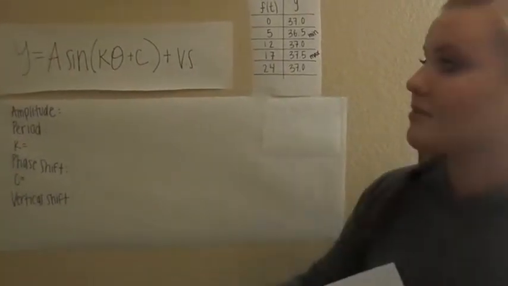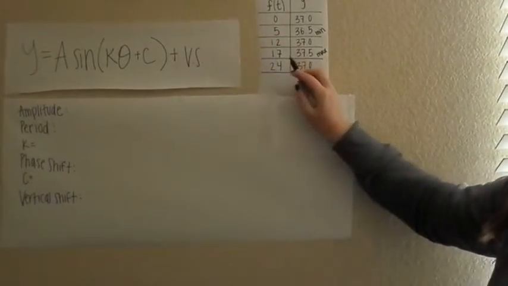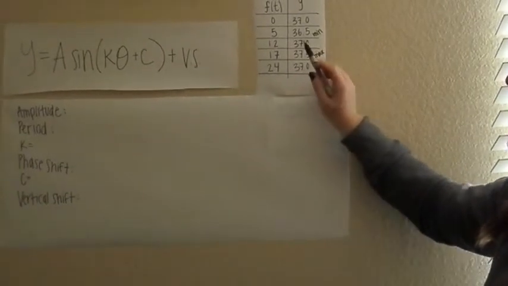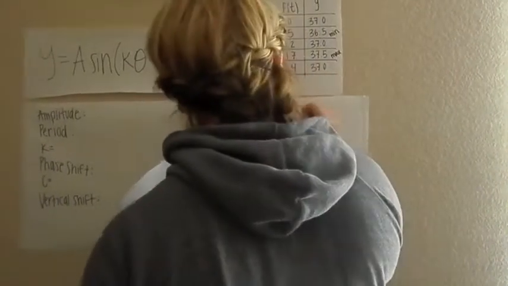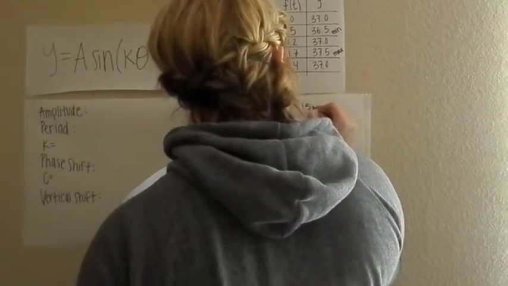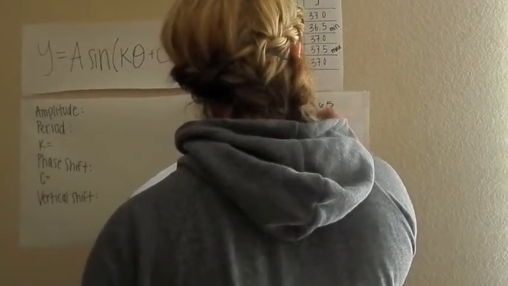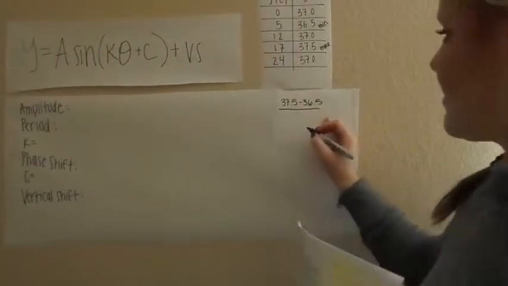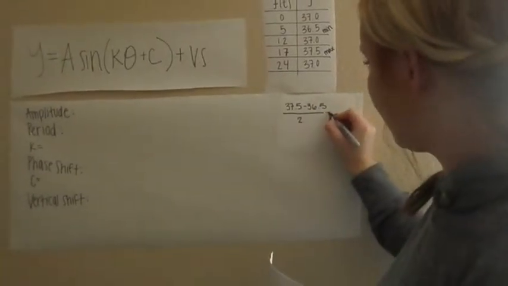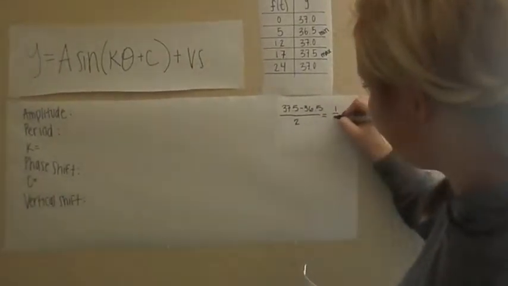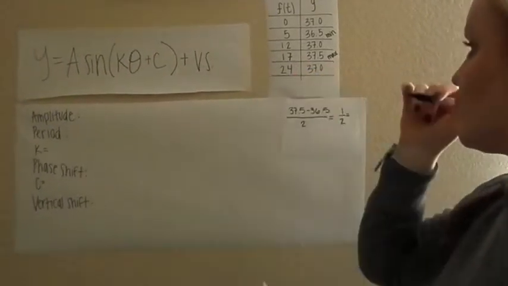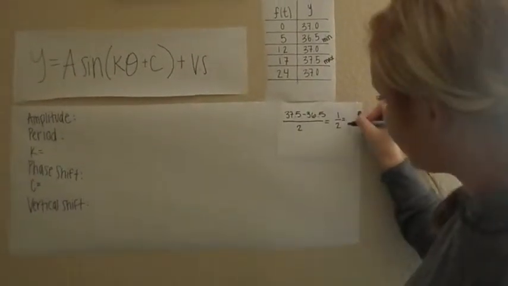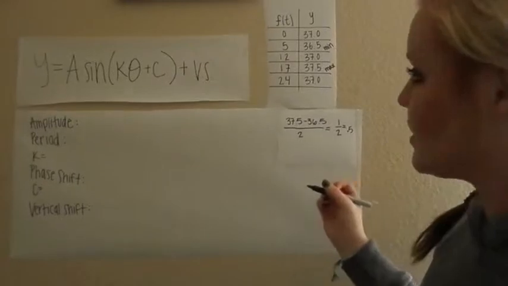In order to find amplitude, which is a, to plug into the equation, you have to take the maximum, which is at 17 hours, which is 37.5, and the minimum, which is 36.5. And we have to subtract the two, and we're going to divide the whole quantity by 2. When we do that, we end up with 1 divided by 2, which is 1/2. And since we're dealing with decimal points, we convert this to decimal, ending up with 0.5, which is going to be our amplitude.